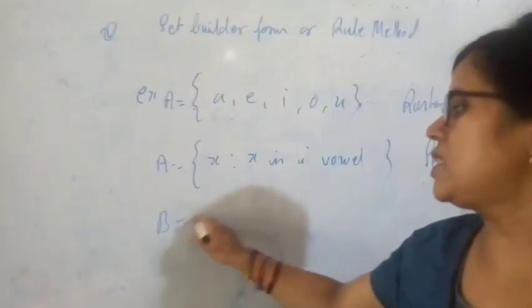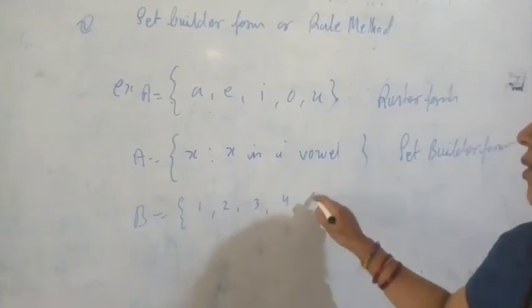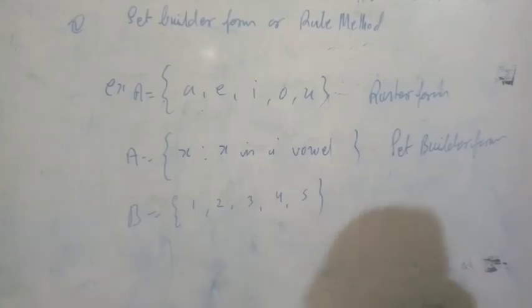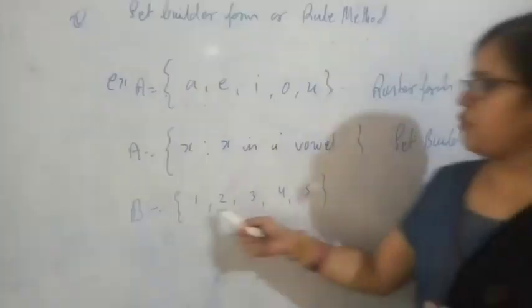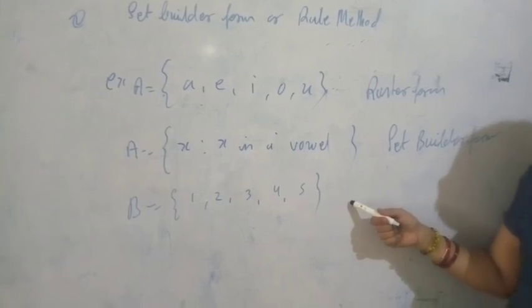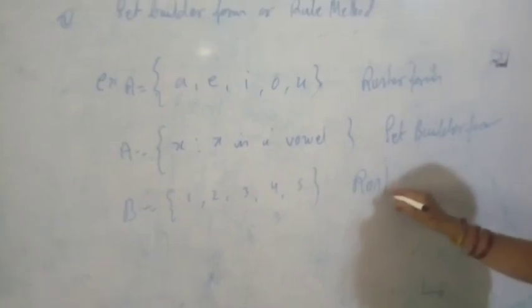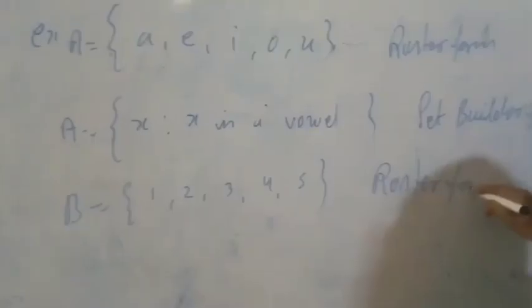One more example. Suppose set B is 1, 2, 3, 4, 5. This is up to 5. These are natural numbers. This is the roster form. Again we can write that this is roster form.